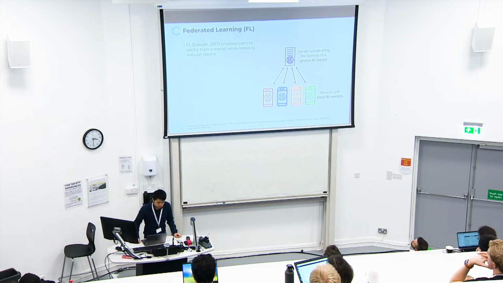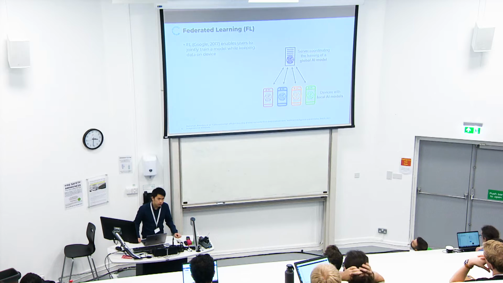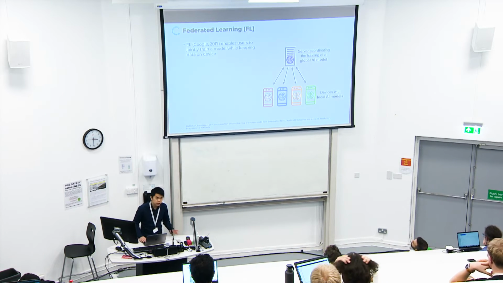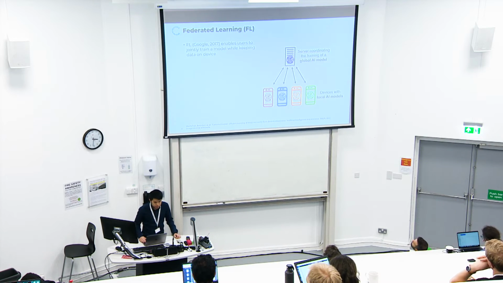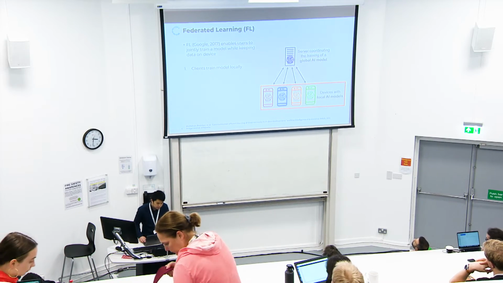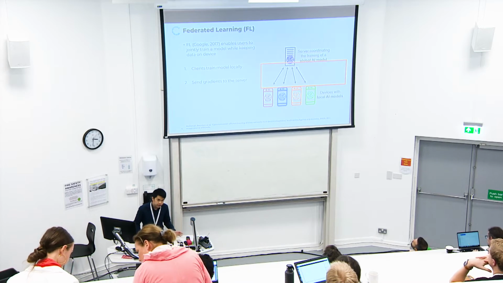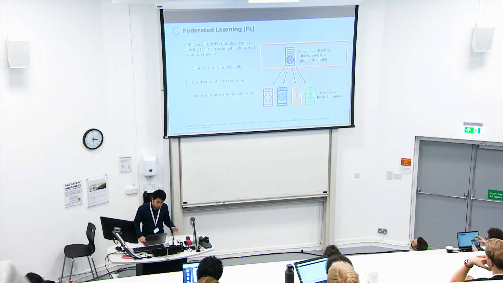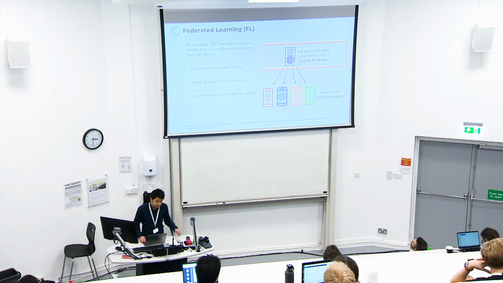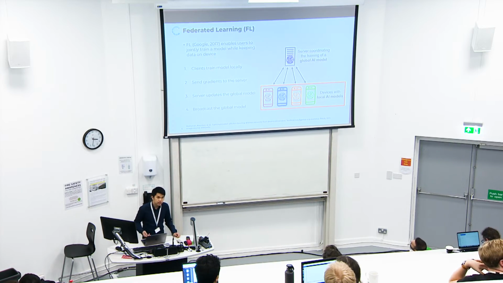As a remedy, federated learning, proposed by Google a few years ago, enables users to jointly train a model without sharing their data with each other. Typically, this framework is realized by the following steps. First, the clients train their models locally using their private data for a few local steps, and then they only share the gradients with the central server. As soon as the server receives the gradients, it can, for example, take the average over the received gradients and then update the global model. Then it broadcasts the updated model back to the clients and repeats this process until, for example, the model converges.